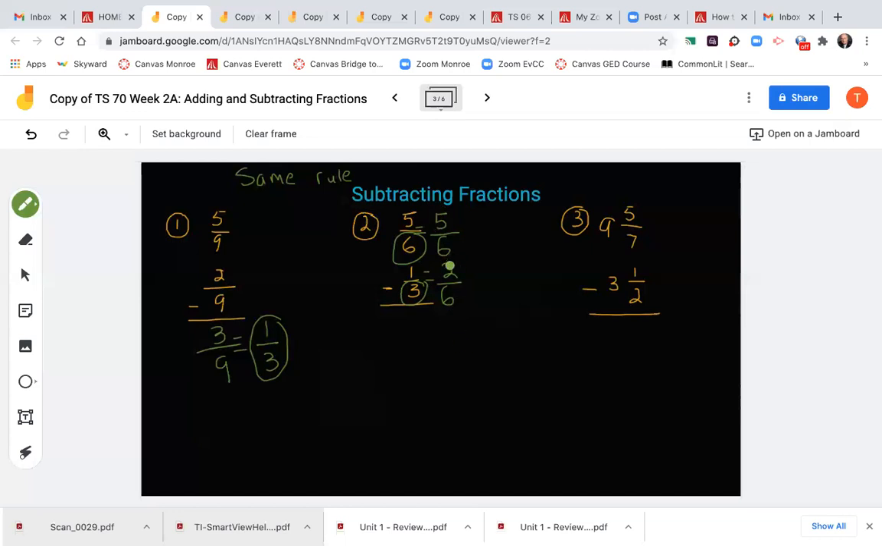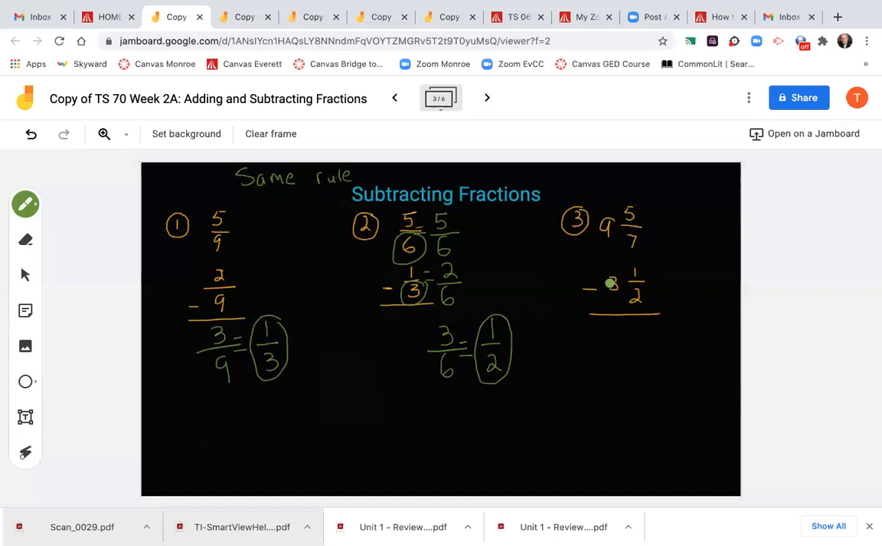Now I have the same denominators, so I'm going to bring down my denominator. I'm going to subtract my numerators. 2 from 5 is 3. Okay. And I'm looking at my answer and I'm asking myself, can I reduce that? And oh yeah, I can. 3 goes into itself once and it goes into 6 twice. There's my final reduced answer. Okay. All right.